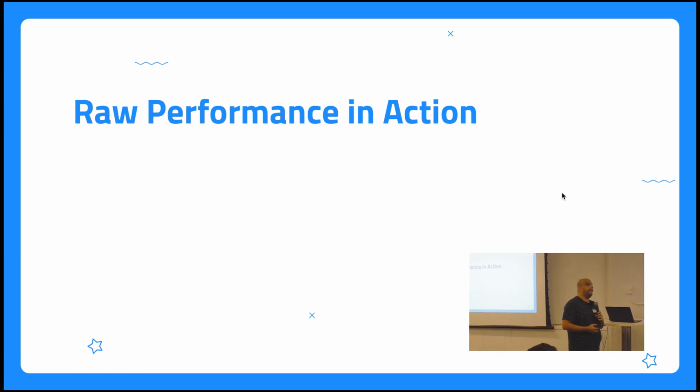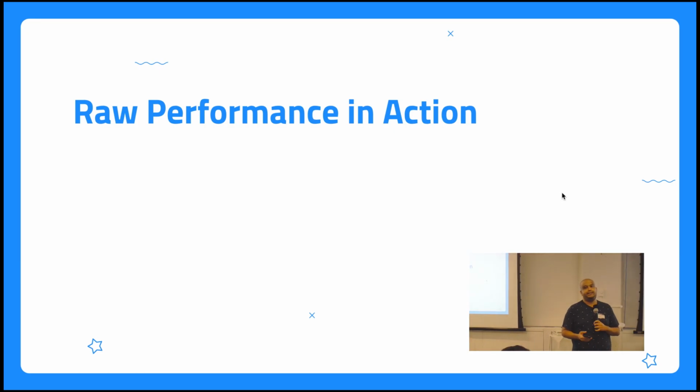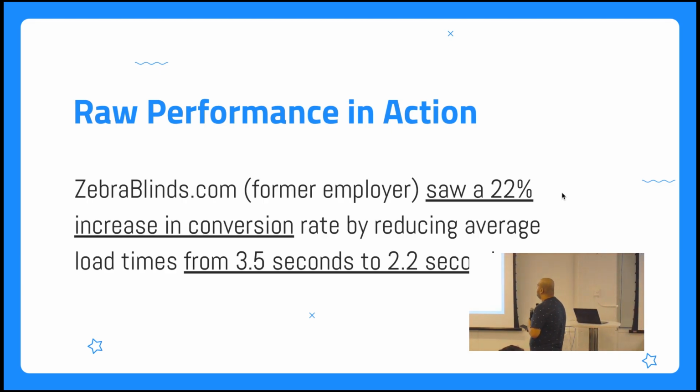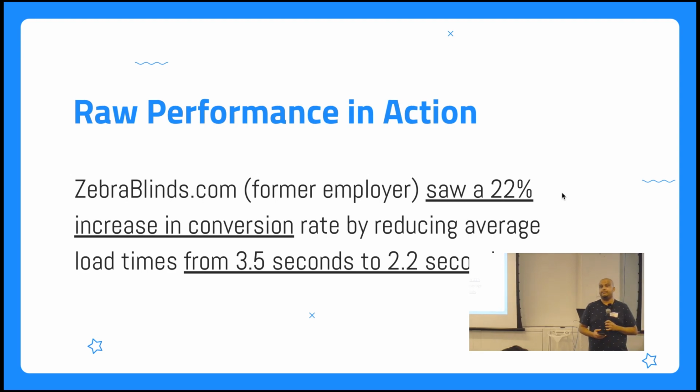So to give you an idea of why the three metrics I just mentioned matter, I want to give you an example of raw performance in action. So zebrablinds.com, my former employer, saw a 22% increase from reducing our pure loading time from 3.5 seconds to 2.2 seconds. That's all we did. We just reduced the loading time by 1 second and just magically saw a 22% increase in conversions. That's not a small amount.